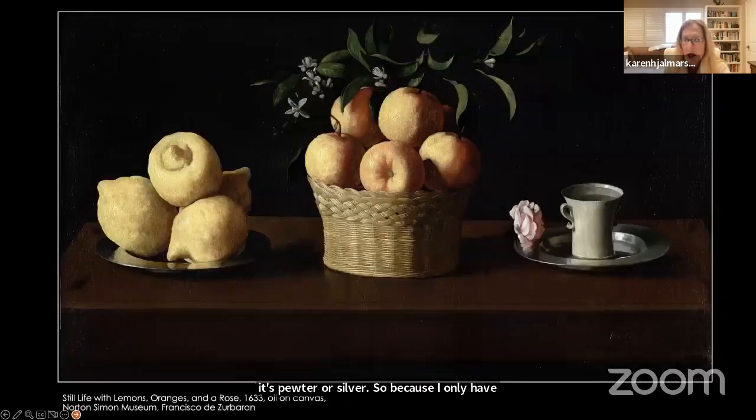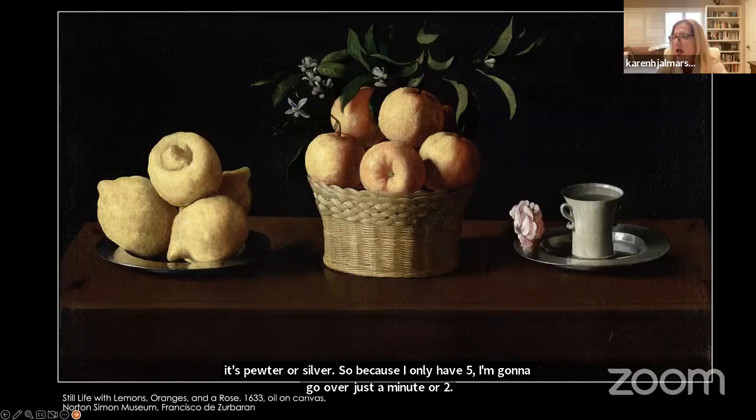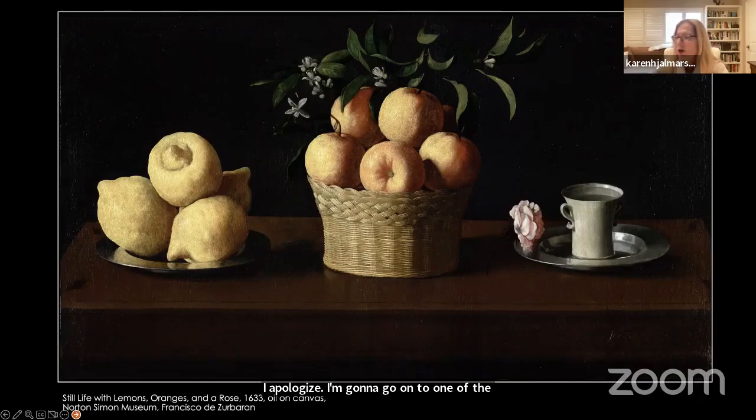Because I only have 5 minutes, I'm going to go over just a minute or two. I apologize. I'm going to go on to one of the greatest still lifes ever created. The great Peter Schjeldahl, who wrote for the New Yorker, unfortunately passed away not too long ago. He once wrote in the New Yorker that to him, and I have to agree, this is probably the most beautiful still life ever created. Still Life with Lemons, Oranges, and a Rose. And it is in the Norton Simon Museum in Pasadena.